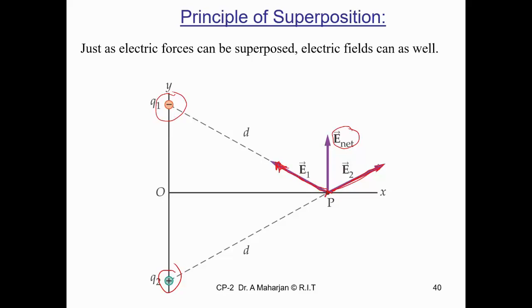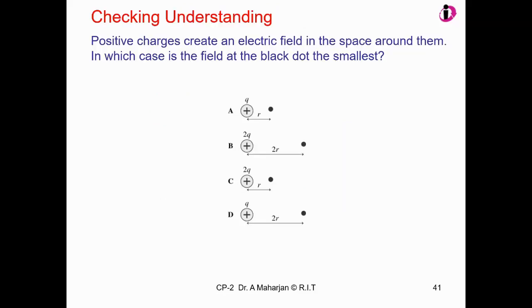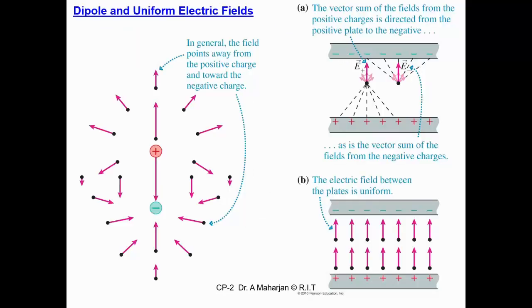Since these are vectors, what would be the net electric field? The net electric field will be the superposition. If you do it geometrically and draw the parallelogram, then the net electric field is given by the diagonal of this parallelogram, which is just the vector sum. Here's some quick questions that I will be asking in the quiz, and there are some more examples of electric field patterns. If you have a dipole, that means two equal and opposite charges separated by some distance.